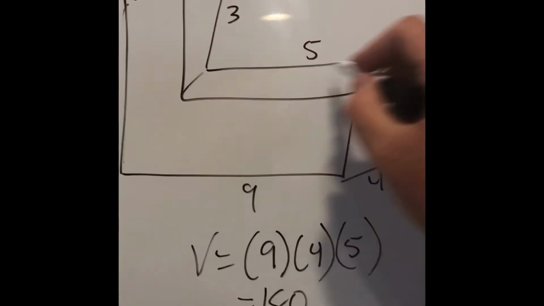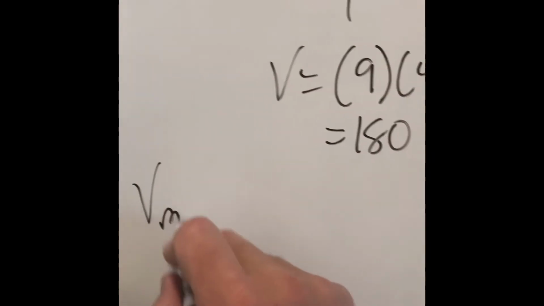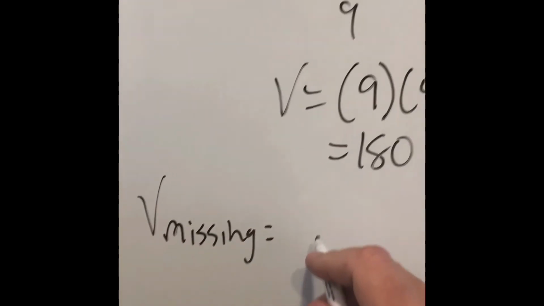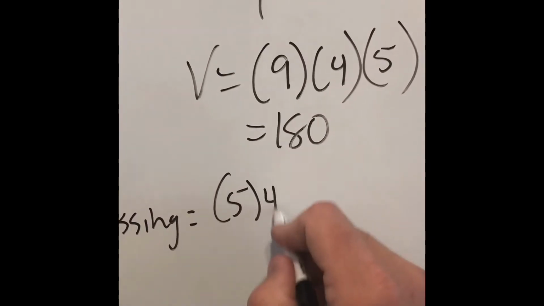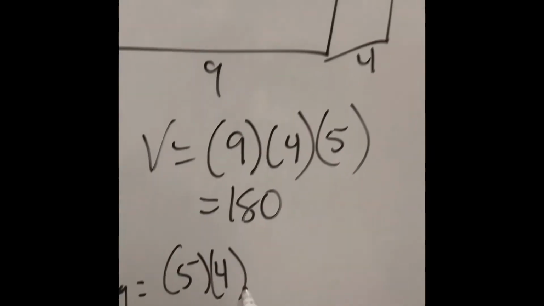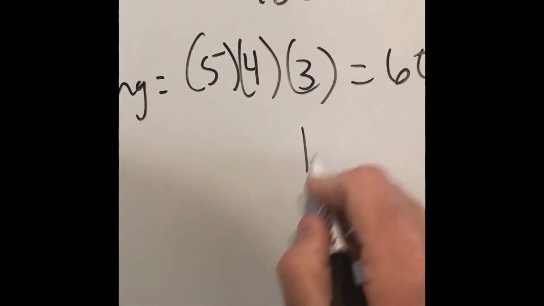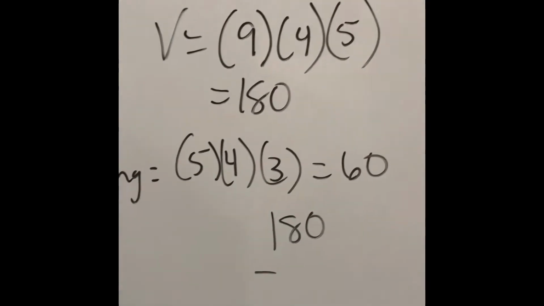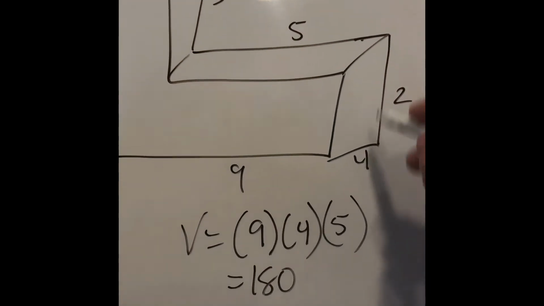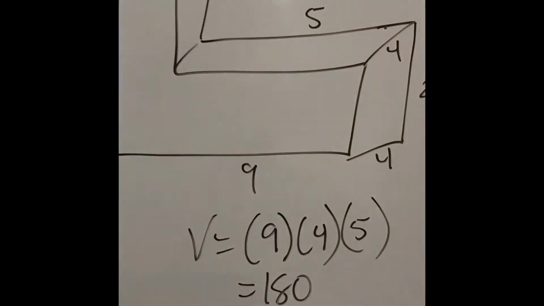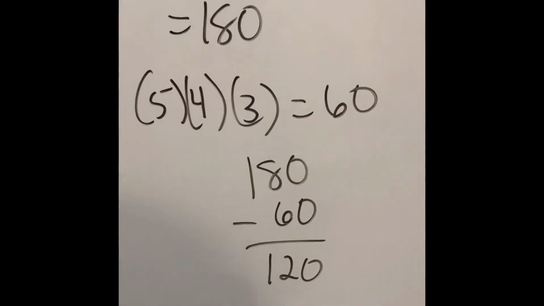But we're going to have to subtract this part here. The volume of the missing part is going to be 5 times 4 times a height of 3. So that's going to be 60. So our total volume is going to be the 180 if it was an entire big box, minus this missing part, which was 5 times 4, because this part's 4 here, times 3, which is 60. So it's 180 minus 60, and that gives us a total volume of 120.